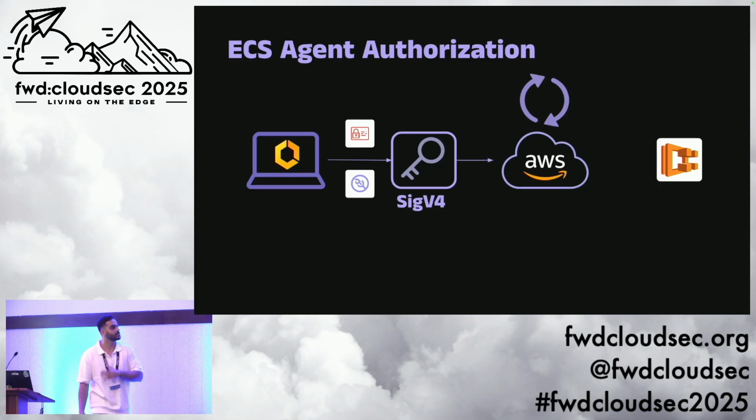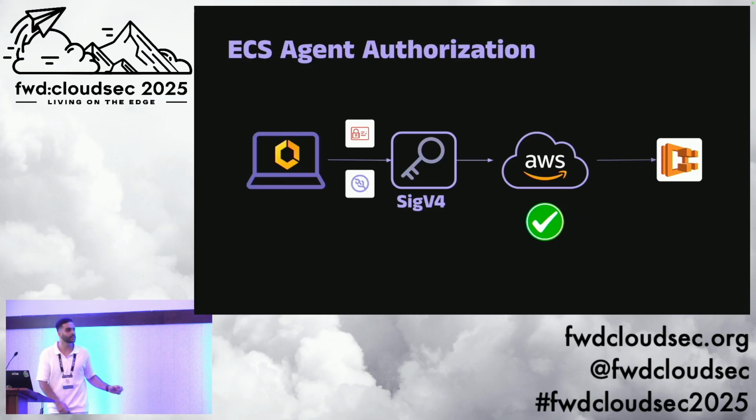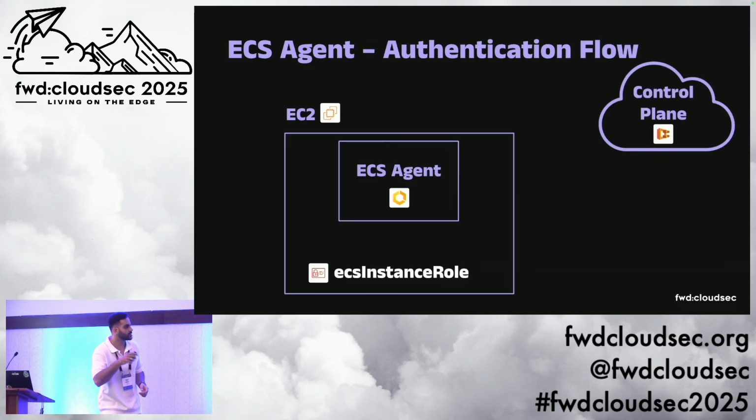And AWS processes it and checks one thing: that it has the ECS Poll permission. This is why this permission is so crucial. This is the only permission needed to authenticate to the ECS service itself and to connect to the WebSocket.